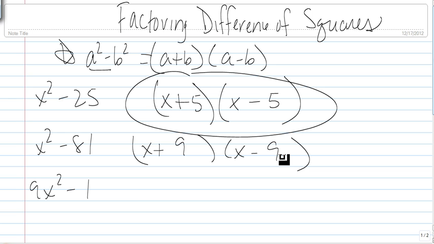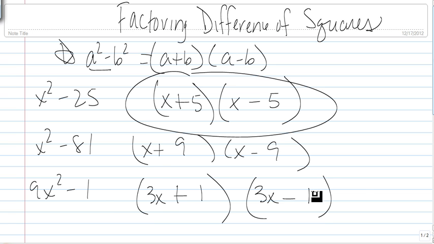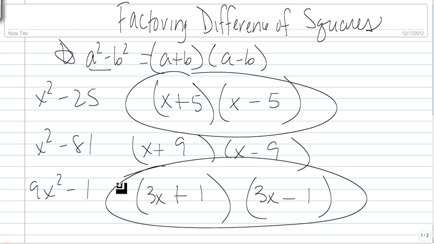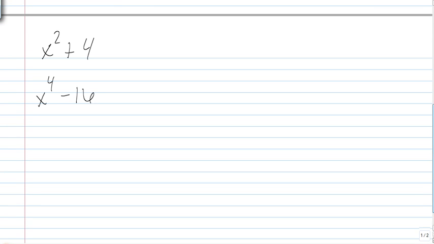Even when you have a number in front, it works the exact same way. You know you're going to have a plus something and a minus something. So 9x squared. Well, what is that? What times what is 9? 3. And then of course you know you're going to have an x here and a 3x here. And now we have 1. 1 times 1 is always 1. So this will factor down to 3x plus 1 times 3x minus 1. Notice we are factoring the difference of squares. Difference means subtraction.